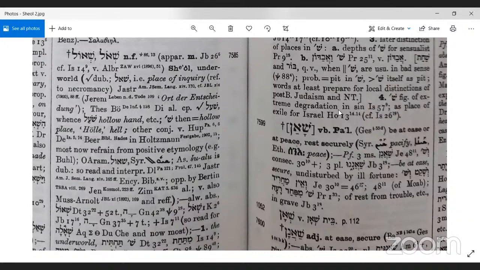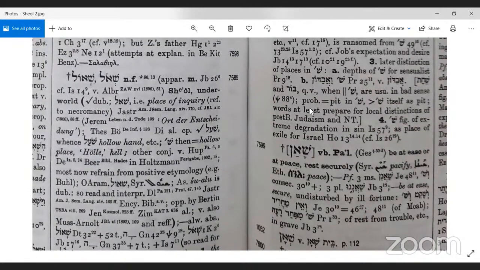Of extreme degradation and sin as place of exile for Israel. That's in Hosea. So I think that tells us, right? This stuff is coming after Babylonian captivity from Judaism. Judaism is not, that's not us, right? That's a religion. Exactly. Not a bloodline, a religion. Right. So that pretty much covers it.